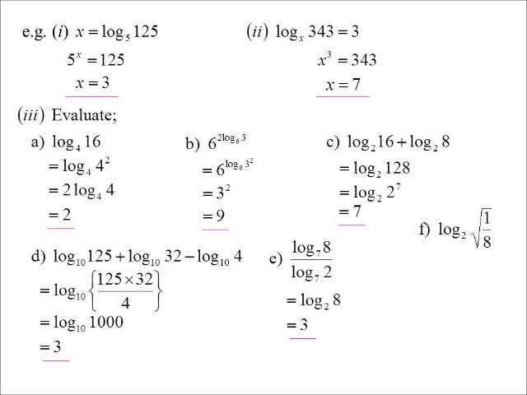Log of 1/8, or rather the square root of 1/8. Well, the square root is the power of a half, so I can bring the half to the front. Now, 1/8 is 2 to the power of negative 3. And so I get half times negative 3 on 2.